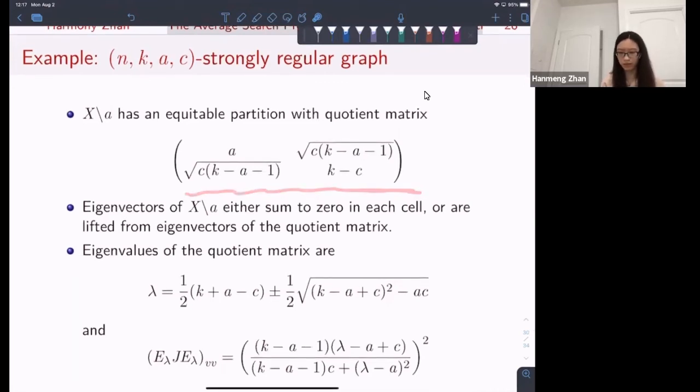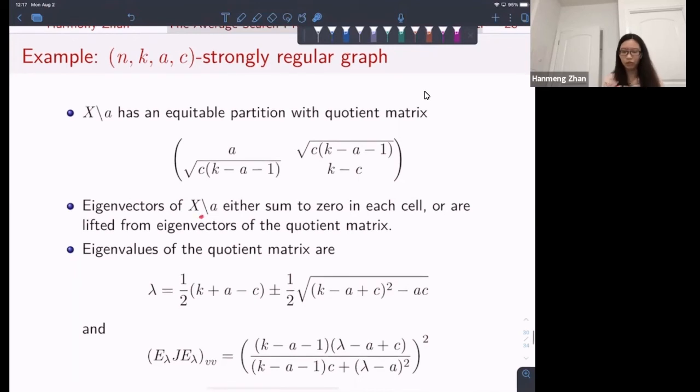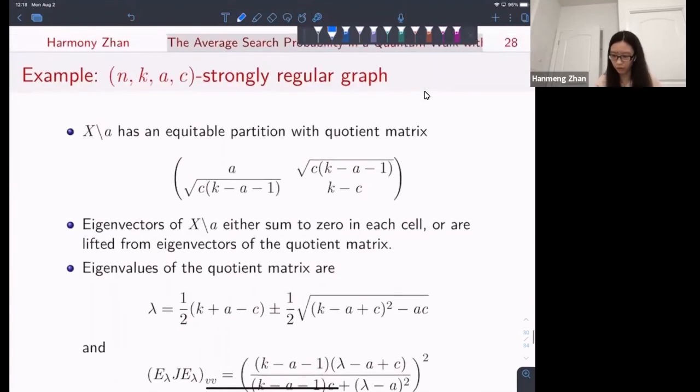This is the adjacency matrix in terms of these intersection arrays. Now, as for the eigenvectors of X drop A, there are only two types of them. The eigenvectors either sum to 0 in each class of this equitable partition, which means they will be orthogonal to the all ones vector. So these eigenvectors do not matter because they don't contribute to search. Or the eigenvectors will be constant in each cell, in which case they can be lifted from eigenvectors of this smaller quotient matrix.